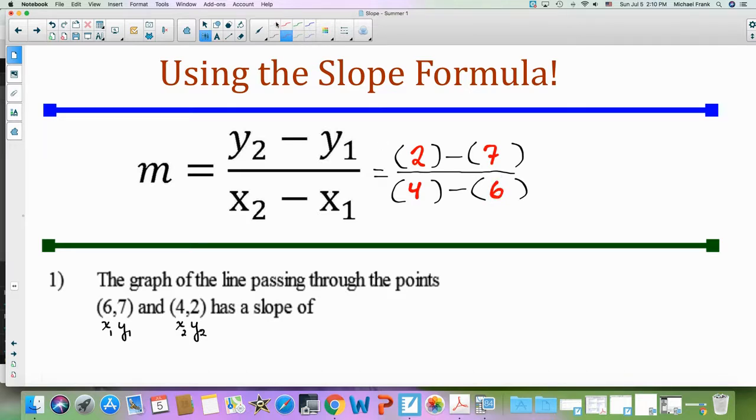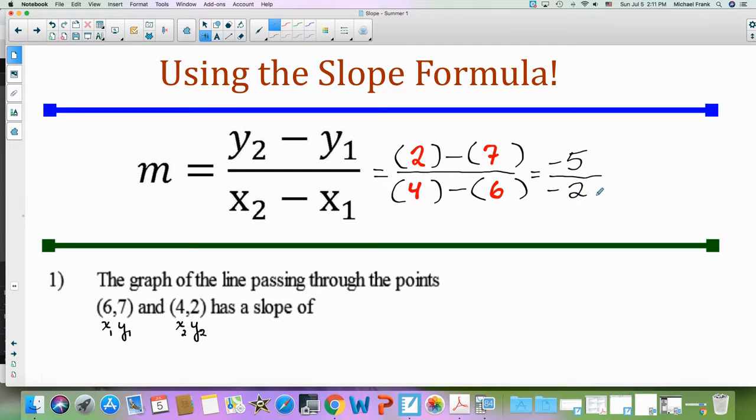Well, okay, I got the substitution part in. Now I'm going to put another equal sign and another fraction line. And you could use your calculator if you like, or if you're good at adding and subtraction, no problem. So here I have positive 2 minus a positive 7. 2 minus 7 is negative 5. And then positive 4 minus a positive 6, or 4 minus 6, is going to be negative 2.